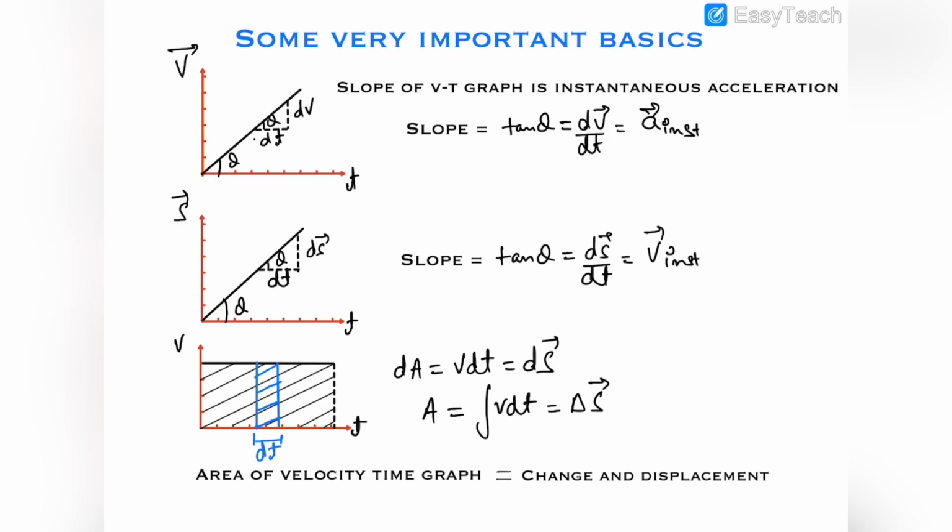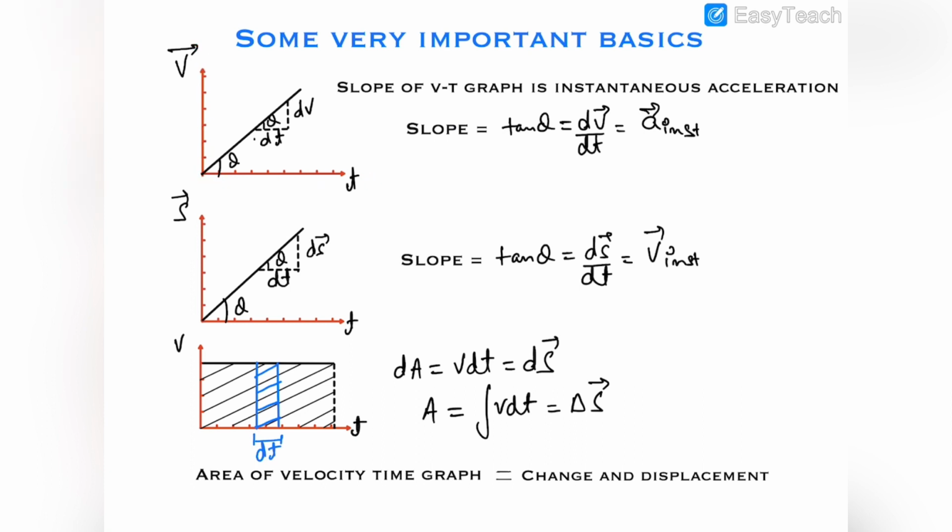First of all, let us discuss some basics of the graphs. First of all, let us see the VT graph, velocity time graph. So I have assumed that this velocity time graph is a straight line which is going up. Now you have already studied the mathematical tools and you would have seen what is slope. So let us first of all discuss the slope in these kinds of problems.